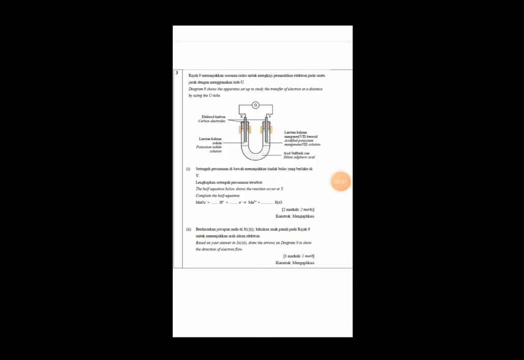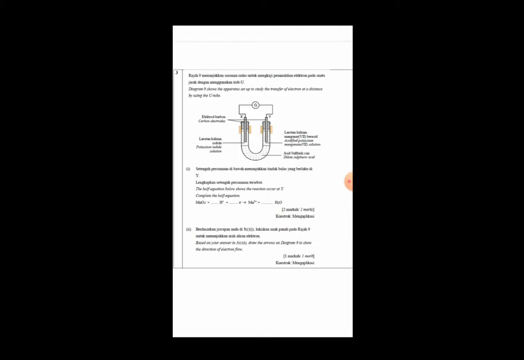For question number 3, it says that diagram 9 shows the apparatus set up to study the transfer of electrons at a distance by using a U-tube. So before answering the question, we should understand the diagram first. As we can see, the G symbol is present in the circuit, which means a galvanometer is present in the circuit to know the electron flow from which electrode to another electrode.